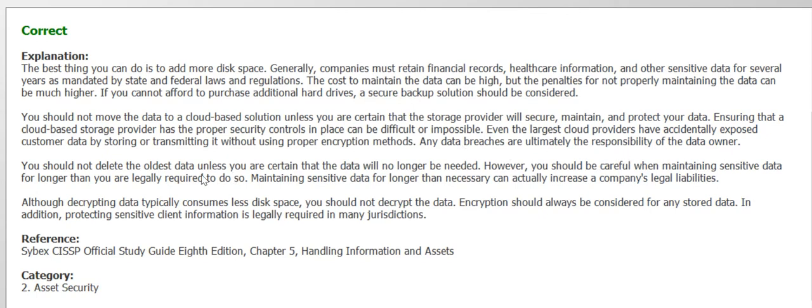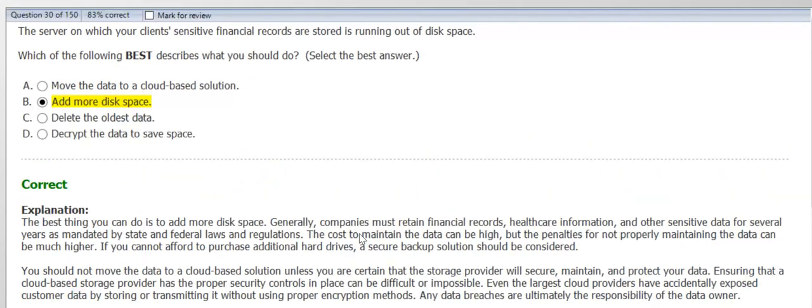So we should not delete the oldest data unless we are sure the data will no longer be required or needed. Decrypting consumes less space, but you should not decrypt the data. Encryption should be considered for any stored data. In addition, protecting sensitive client information is legally required in many laws. However, we will use more disk space.